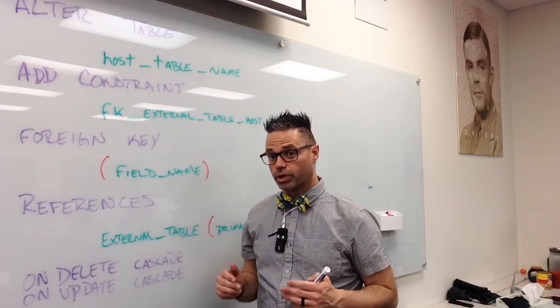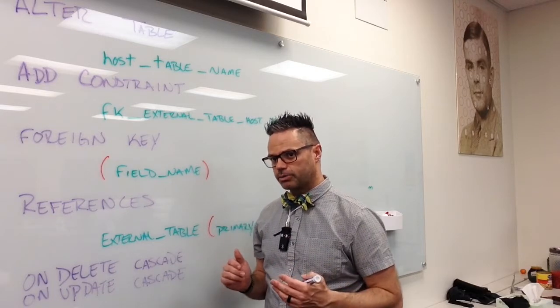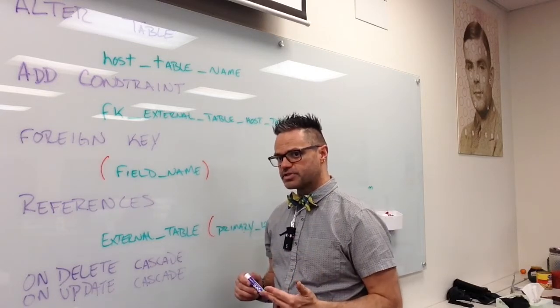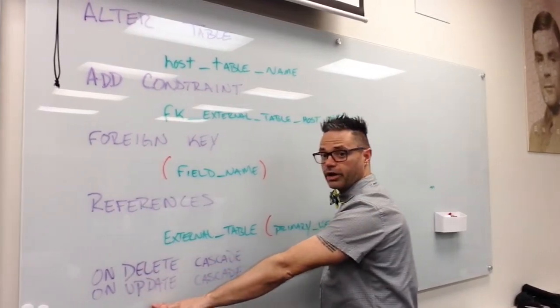The last piece we have when we're creating a foreign key is how we're going to maintain data integrity. And that's what the reference options are for. Now, there are a couple different options that exist. I'm only going to be using one of them. The reference options are for the on delete and on update.